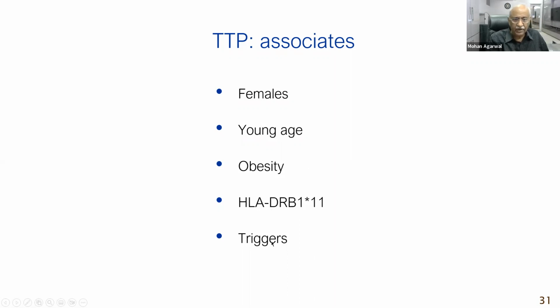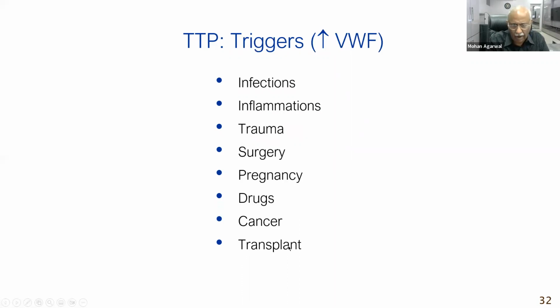And there are certain triggers for a person to precipitate the thrombi. And these triggers are invariably those which raise the level of von Willebrand factor, even in normal physiology. You get infection, VWF goes up, inflammation, trauma, surgery, pregnancy, drug, cancer, and transplant. So very often a patient presents to you following one of these, which has triggered the thrombi.